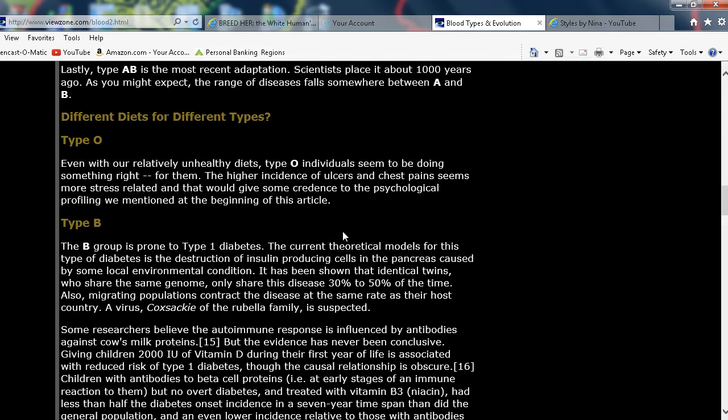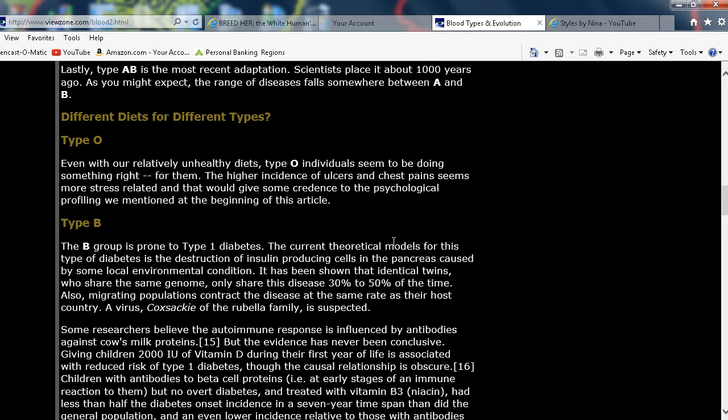Type AB is the most recent adaptation. Scientists placed it about 1,000 years ago. Now, as you might expect, the range of diseases fall somewhere between A and B. Different diets for different types. And they never have a lot of information on type AB.